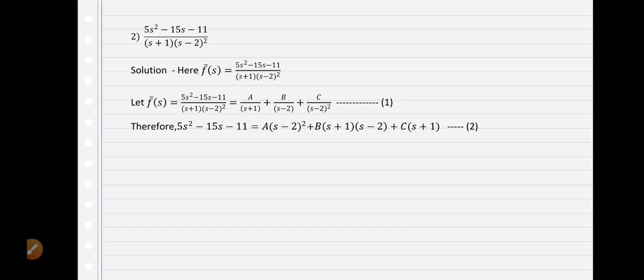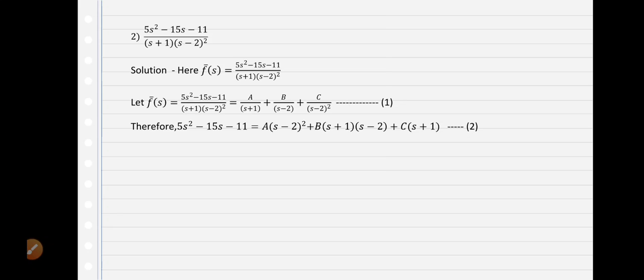Plus B. The denominator of B is only s minus 2. So the remaining two terms should be along with capital B. The first is s plus 1 and the second one is the remaining s minus 2 factor. And C, in C the denominator is s minus 2 square. So only one term is not present, that is s plus 1. So C should be with s plus 1 only.